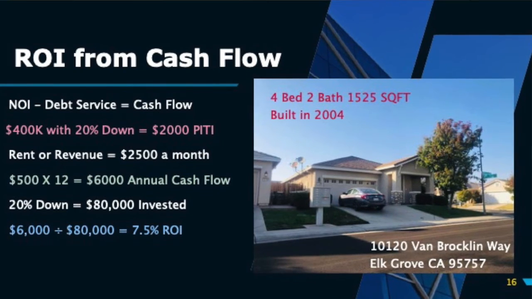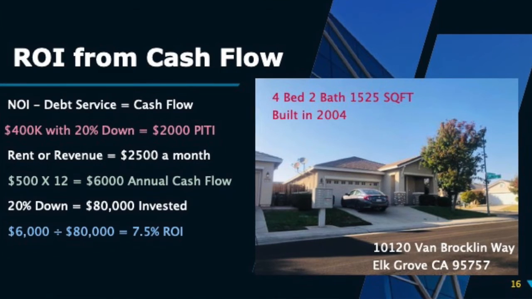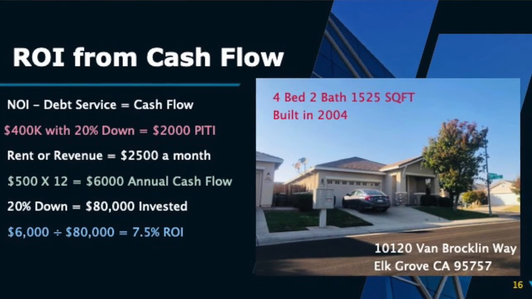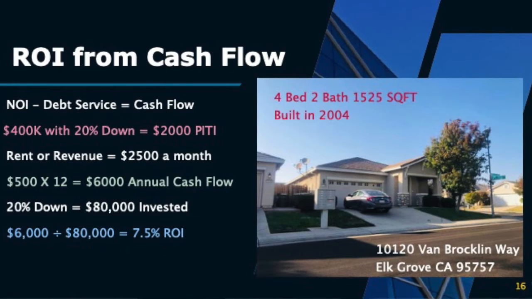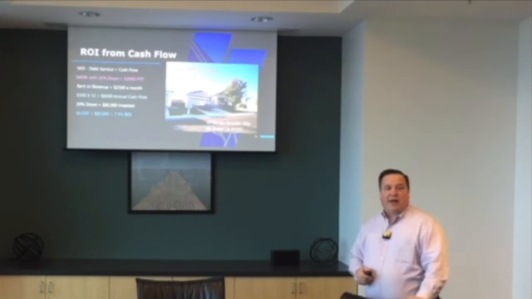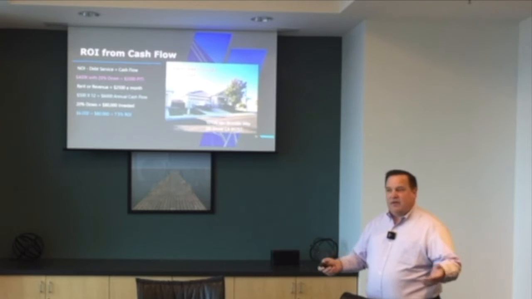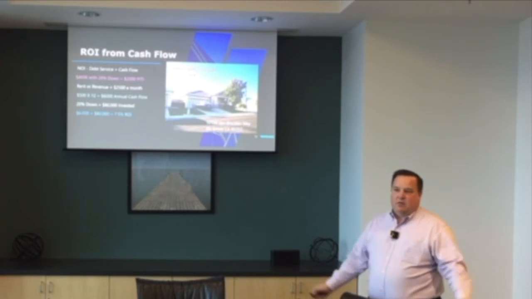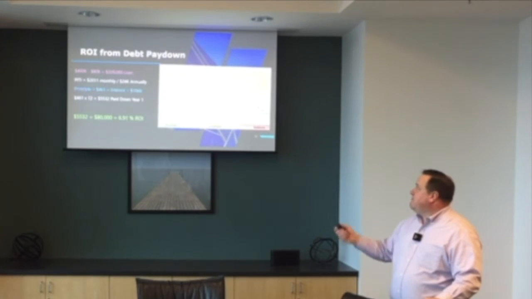So my 20% down was $80,000. So I take the $6,000 I'm making in cash flow and I divide it into $80,000. And that gave me a return of 7.5%. Now remember from our previous conversation, our goal is 15%. So really I'm only halfway there with the rental. That kind of sucks, right? I'm only halfway there. That's all the money I can make. What are we going to do to get our 15%? Because we need to retire someday, right?